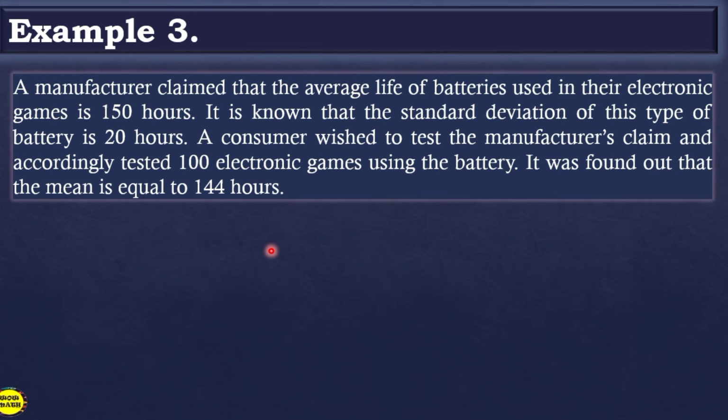So, una, of course, let's write the given data. What are the given data? The sample mean is 144. The population standard deviation is 20. The population mean is 150. And the sample size, it was claimed that they tested 100 electronic games using the battery. So how many batteries here? So, it should be 100 dapat to. Okay, check natin.